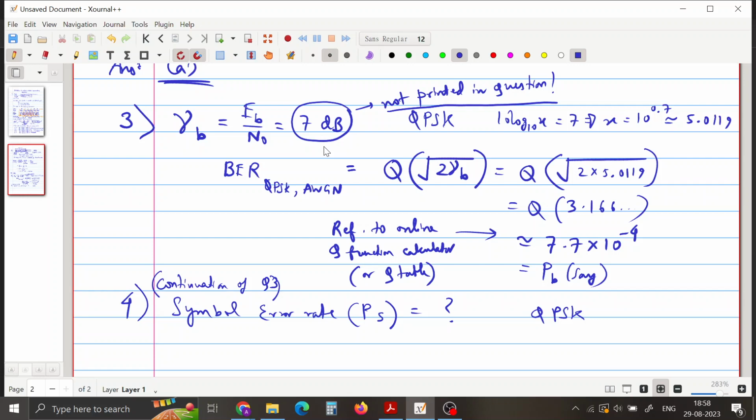So this is your linear scale. This is in linear scale. Fine.